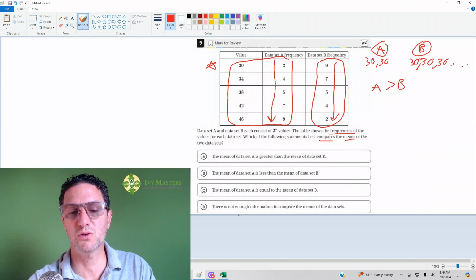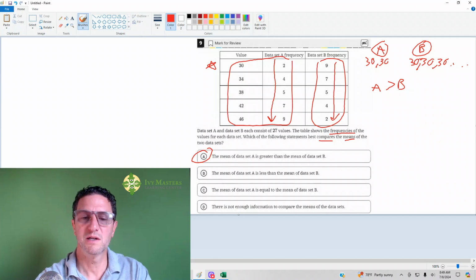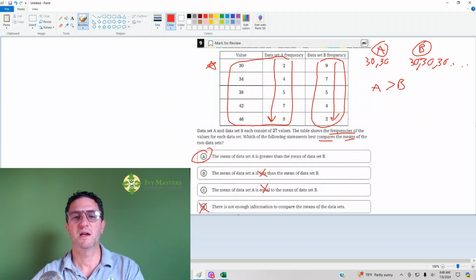Go to the answer choice, dataset A is greater than dataset B. A is going to be your answer. It's not less, not equal. There is enough information. A is your correct answer.